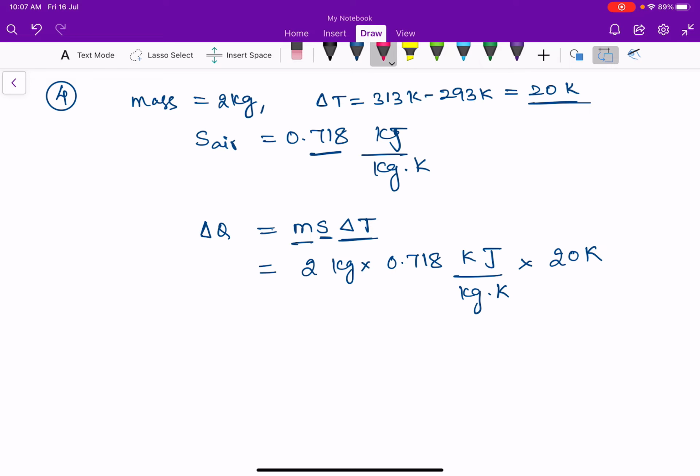So here Kelvins and Kelvins cancel, kilograms and kilograms cancel. You will get the answer in kilojoules only. So now multiply the given values in the equation: 2 into 0.718 into 20. You will get it as 28.72 kilojoules.